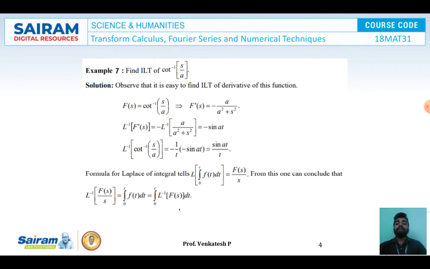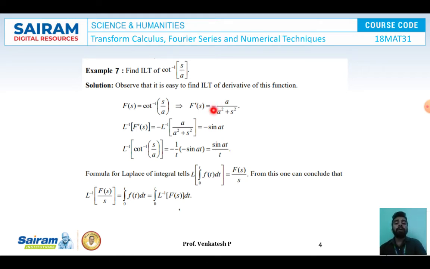Example number 7. Find the inverse Laplace transform of cot⁻¹(s/a). To solve this problem, first choose the function F(s) equal to cot⁻¹(s/a). I'm going to find the F'(s) value, that is, finding d/ds on both sides. So we got F'(s) equal to minus a / (a² + s²).